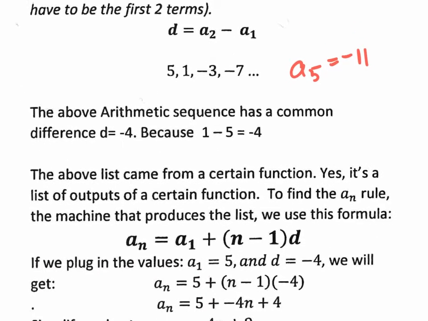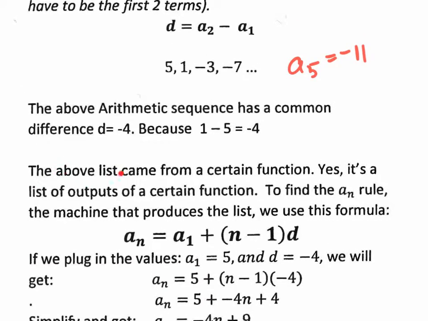Now check this out. This is also very important. The above list, I'm talking about the list 5, 1, negative 3, negative 7, negative 11 that keeps going on forever, came from a certain function. It came from a certain machine. Yes, it's a list of outputs of a certain function machine. To find the a sub n rule, which is the machine that produces the list, we use this formula. Do you guys remember this formula? We had to have this memorized in semester 1. I don't remember that at all. Okay, if you don't remember, that's okay.